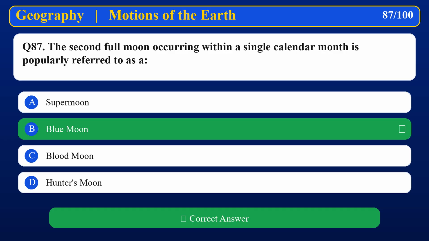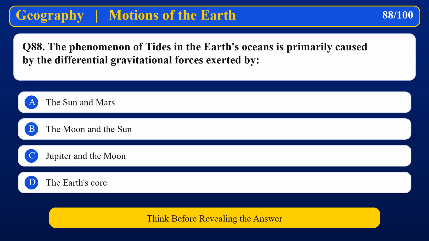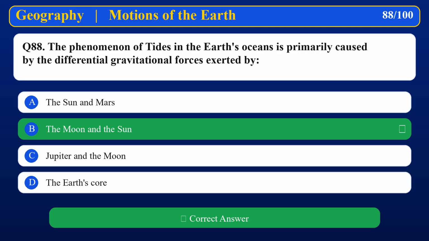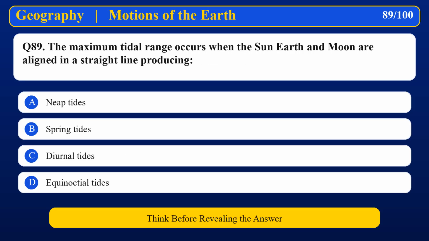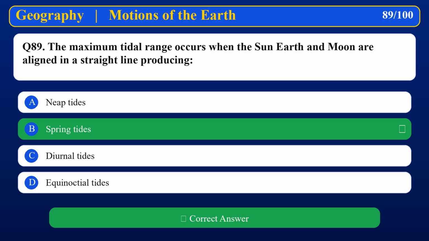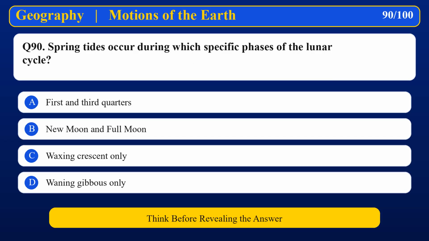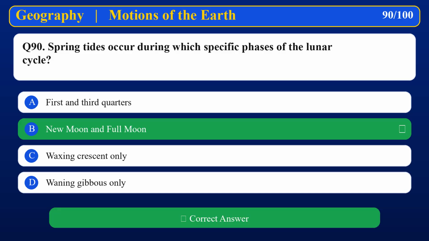The second full moon occurring within a single calendar month is popularly referred to as a blue moon. The phenomenon of tides in the Earth's oceans is primarily caused by the differential gravitational forces exerted by the moon and the sun. The maximum tidal range occurs when the sun, Earth, and moon are aligned in a straight line, producing spring tides. Spring tides occur during which specific phases of the lunar cycle? New moon and full moon.